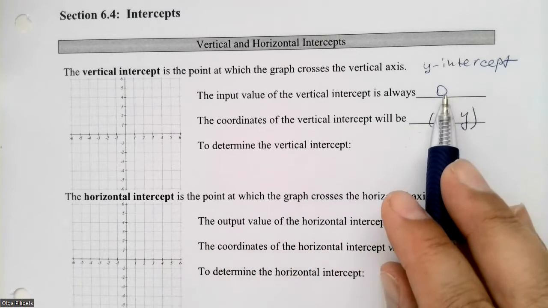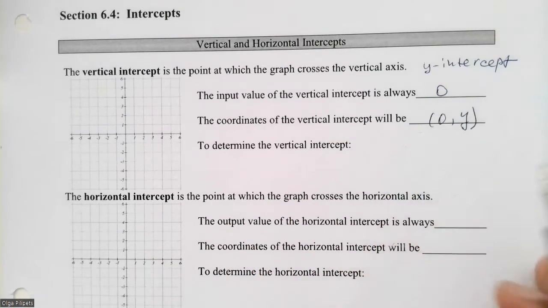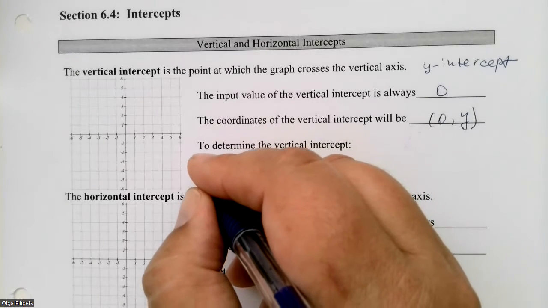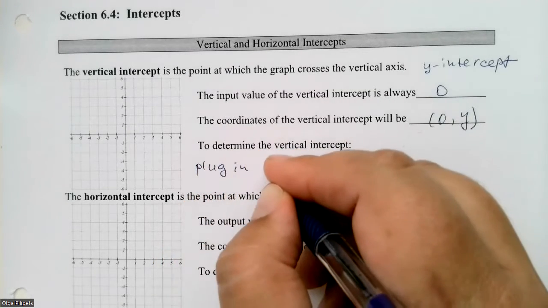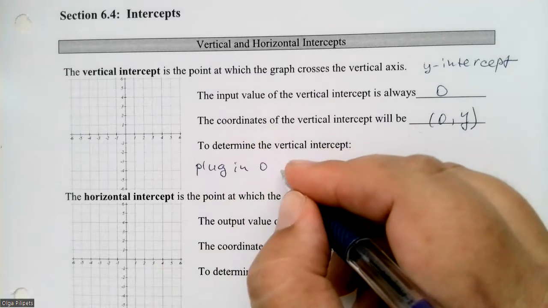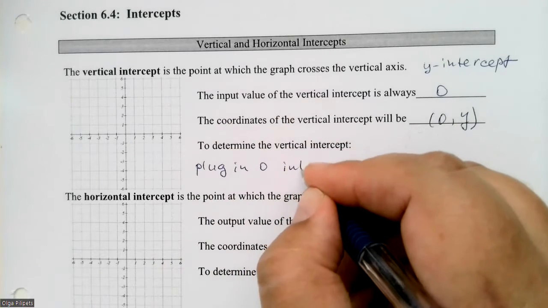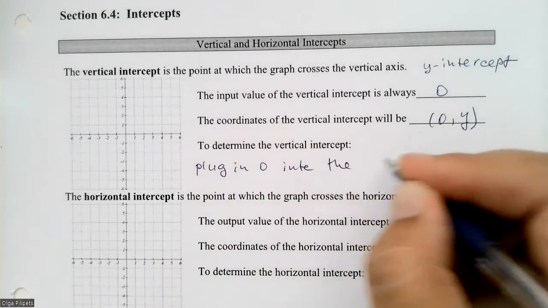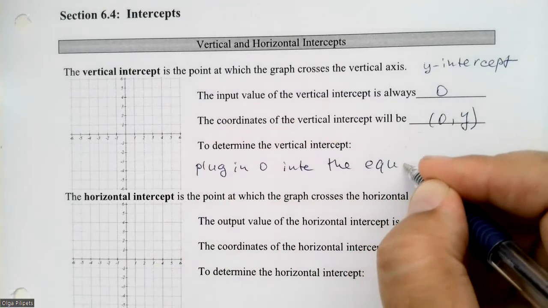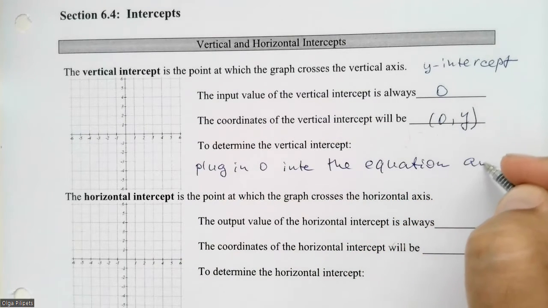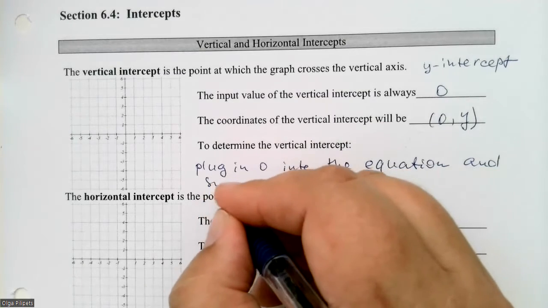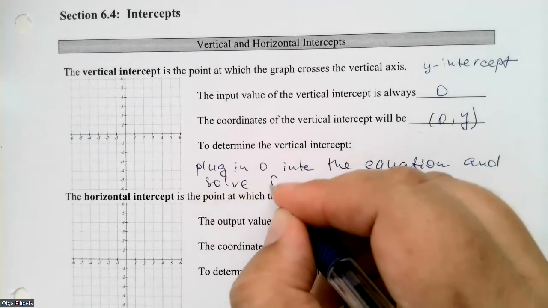To determine this y value, or to determine the vertical intercept, we're gonna plug our input value into the equation. Okay. Plug in 0 into the equation and solve for y. Okay.